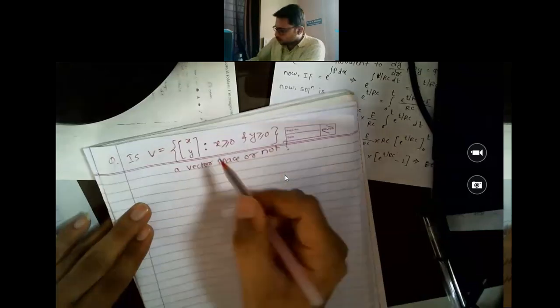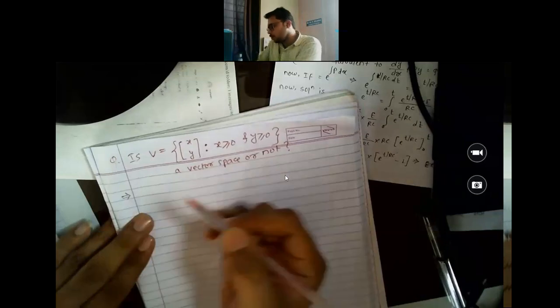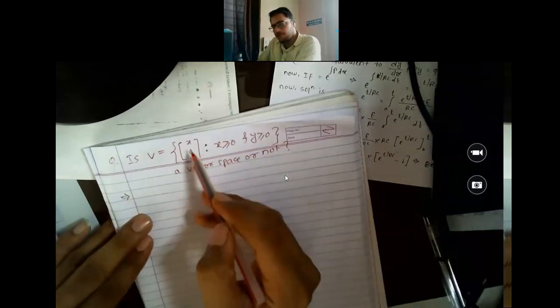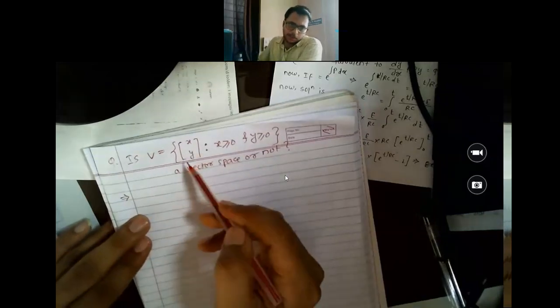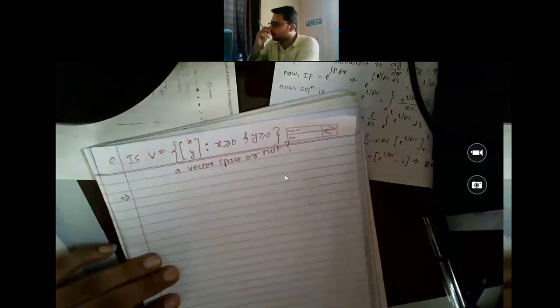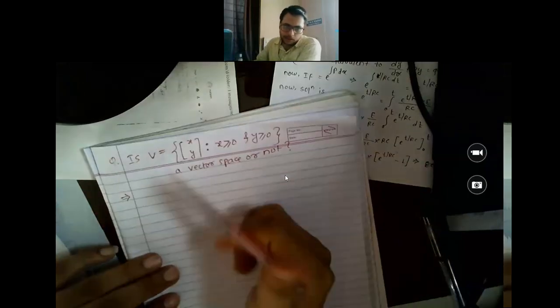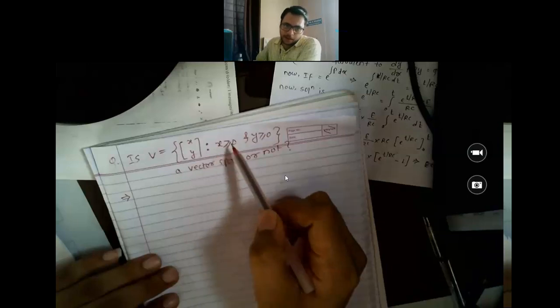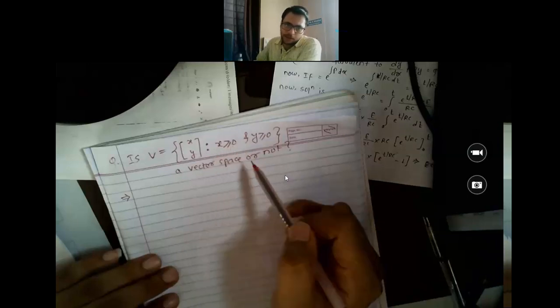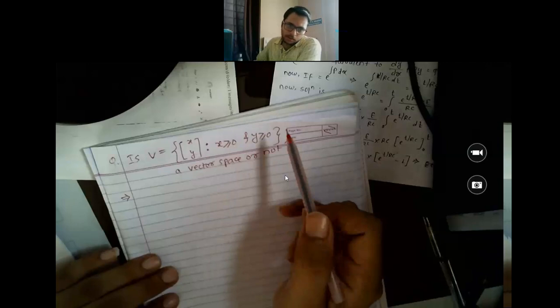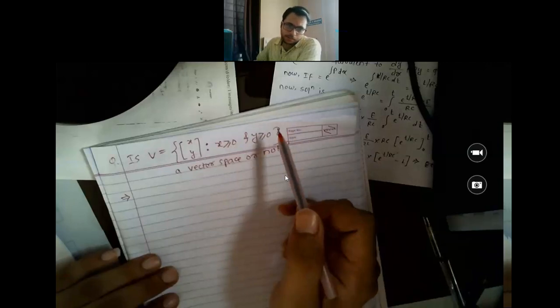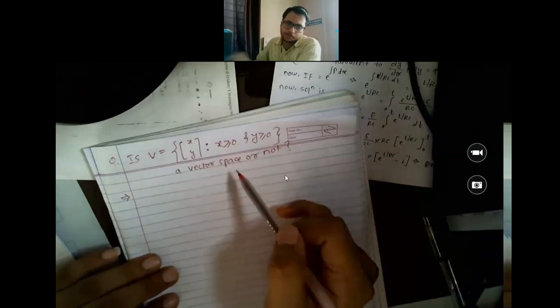Okay, so we have to solve this. V has elements, let's say V is a vector space having a vector (x, y) defined such that x is greater than or equal to 0 and y is greater than or equal to 0. Can you tell me how to imagine this?